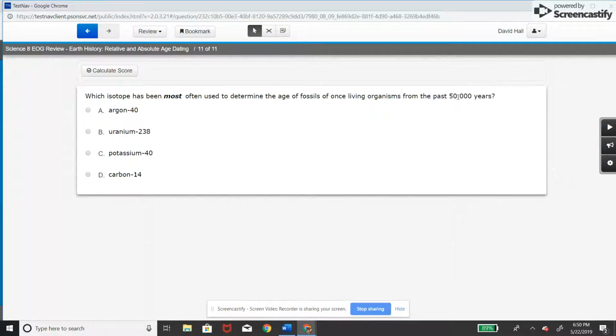That is carbon-14. Excellent. That's all.